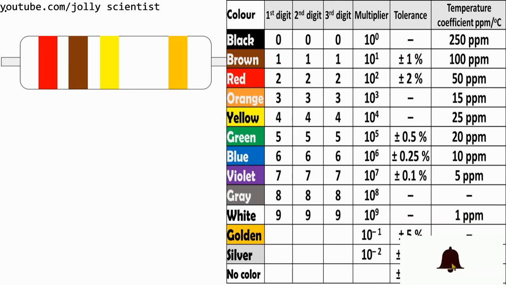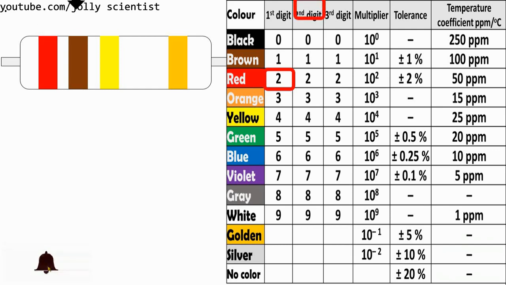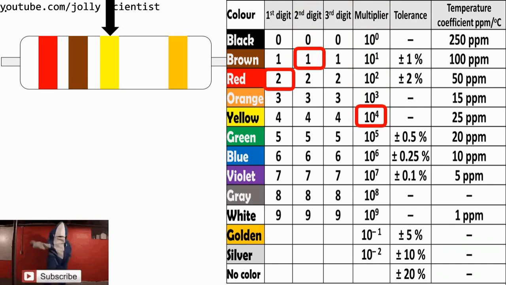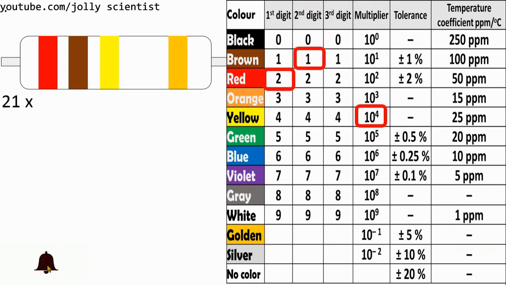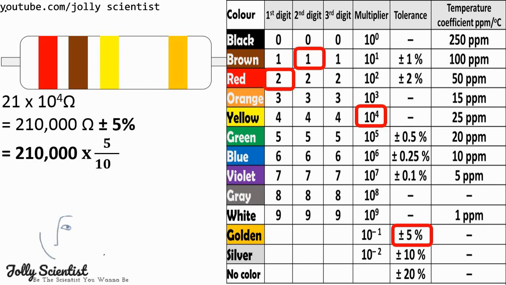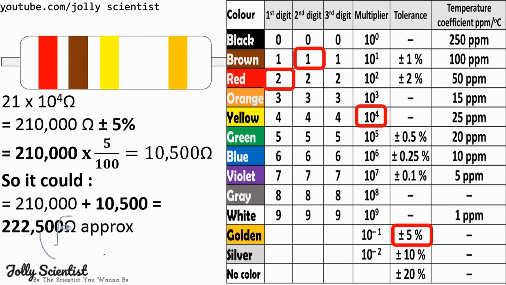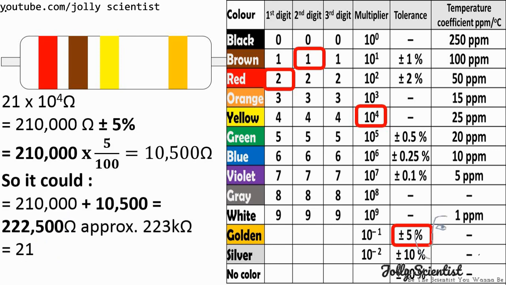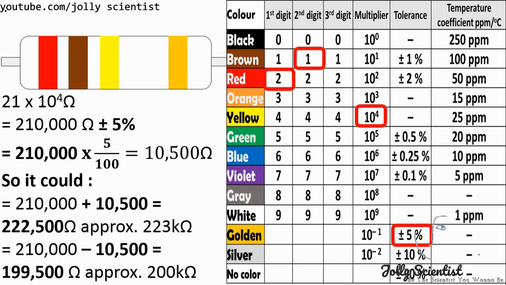Here's another example. The first is 2, second is what? A 1. The third is the multiplier, which is 10 to the 4th. So what do we write down? We have 21 times 10 to the 4th. The fourth color is also a gold, so plus or minus 5%. So we have 210,000 ohms plus or minus 5%. So 5% of that value would give us 10,500. That is approximately 223 kilo ohms or 200 kilo ohms.